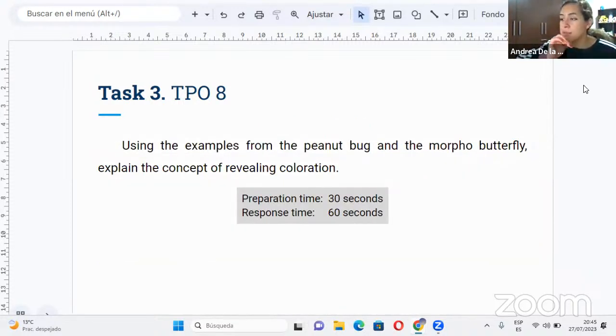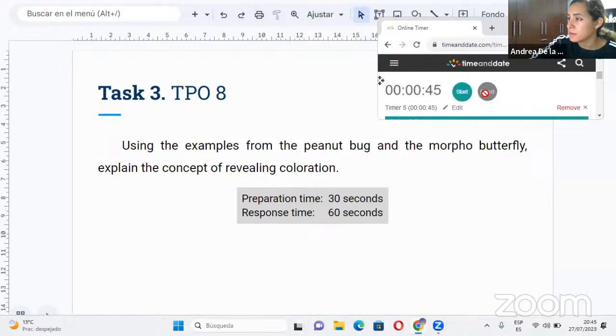Now, using the examples from the peanut bug and the morpho butterfly, explain the concept of revealing coloration. You will now have 30 seconds to prepare your responses.